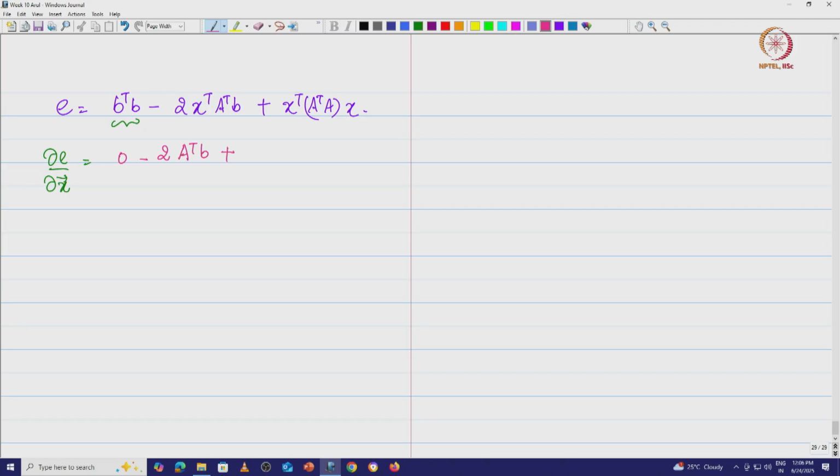Then I know that A transpose A is going to be a real symmetric matrix, let me call this M. So I am going to get x transpose Mx, and the derivative of x transpose Mx is going to be (M plus M transpose) into x, but M plus M transpose is the same as 2M because M is symmetric. So we have 2 times A transpose A x.